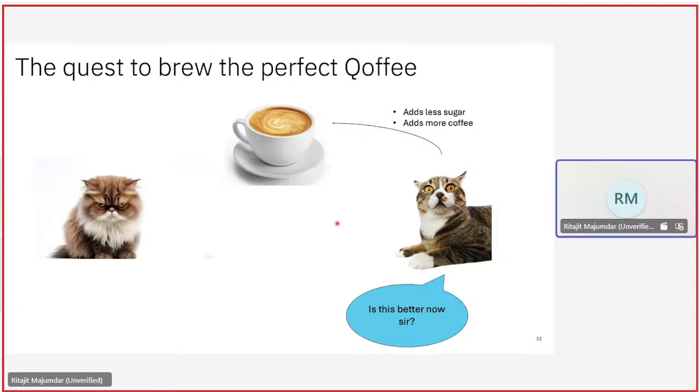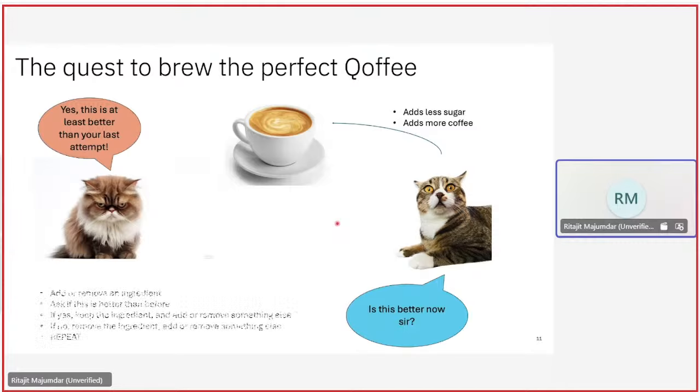So you will say, okay, let me go back, prepare a new cup of coffee where I'll add less sugar, I'll add more coffee. Now you go and do the same thing. You ask the host that, sir, I have prepared a new cup of coffee for you. Is it better now? He says, yes, this is better than your last attempt. So what you realize is, okay, I should be adding less sugar. I should be adding more coffee. Maybe I can add more milk.